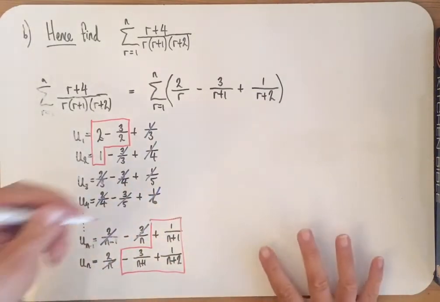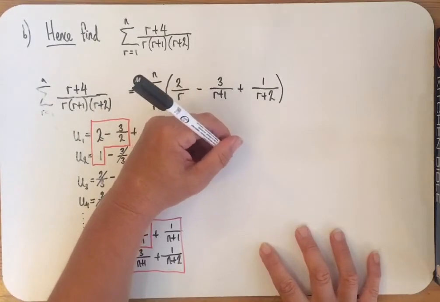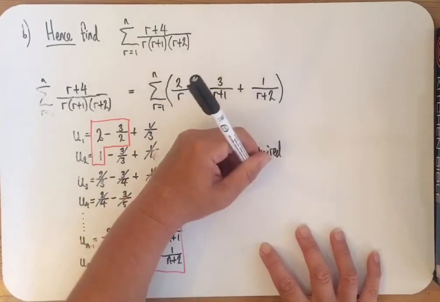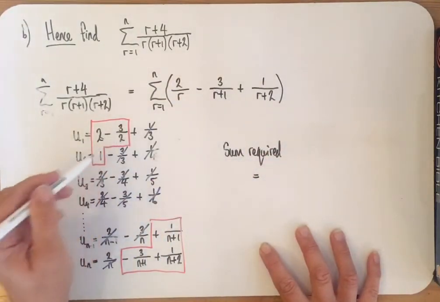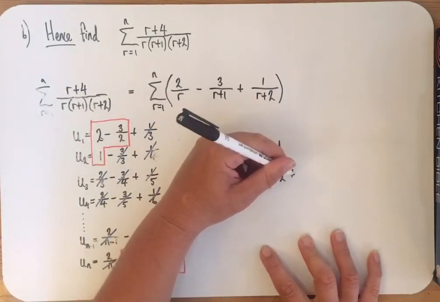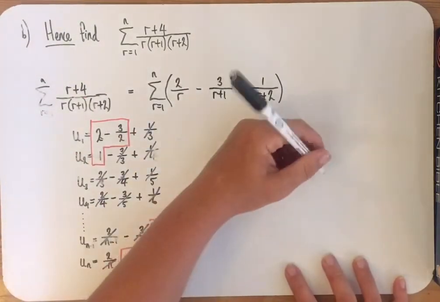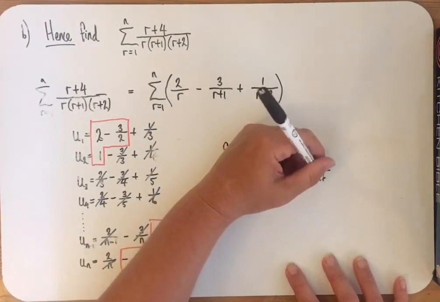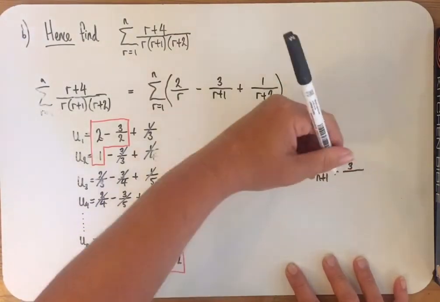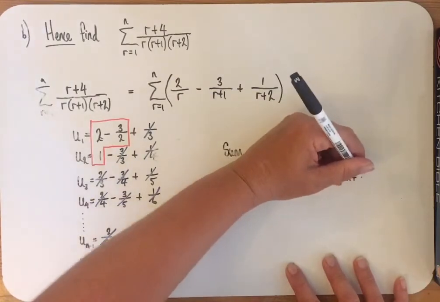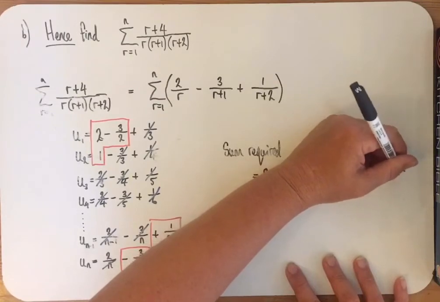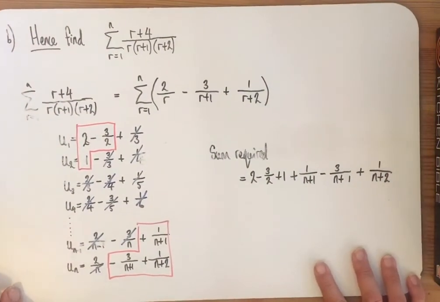So the sum required, being lazy, is equal to 2 minus 3 over 2 plus 1 plus 1 over n plus 1 minus 3 over n plus 1 plus 1 over n plus 2. I just move that board over in case you need it.